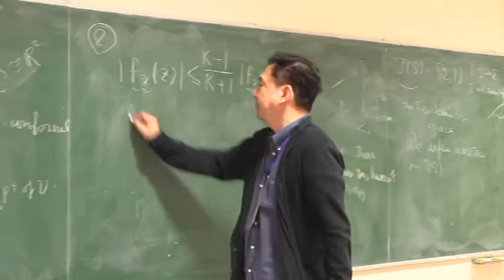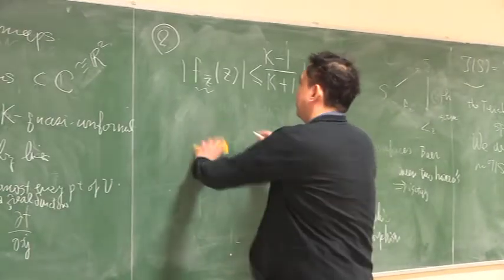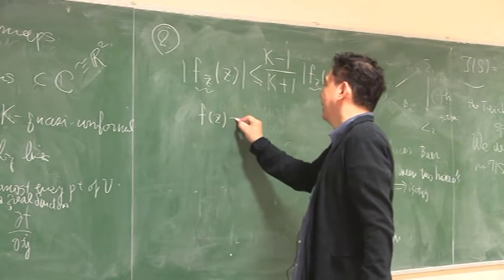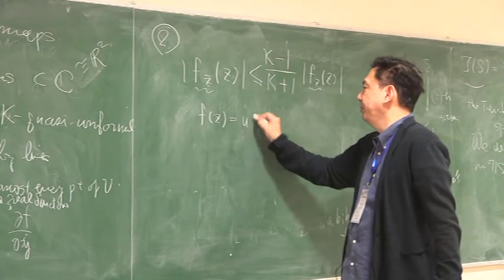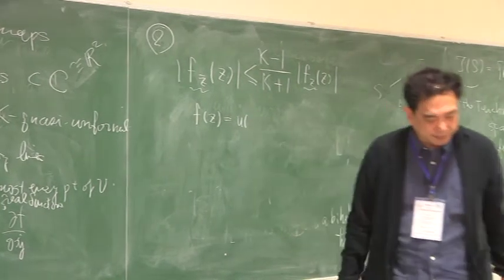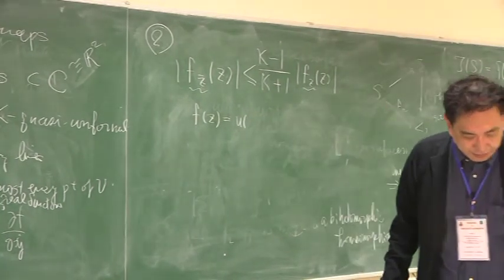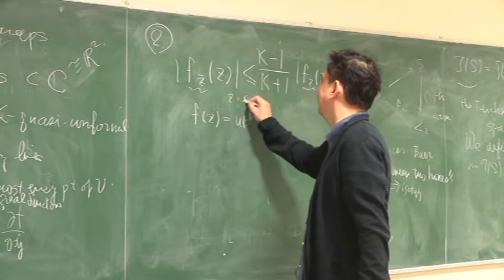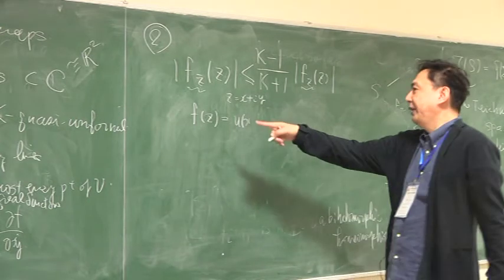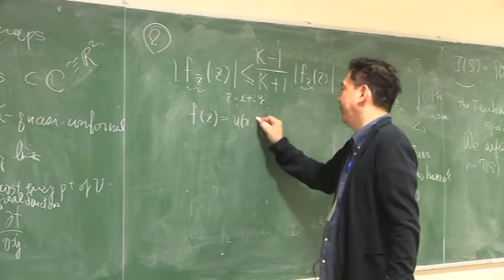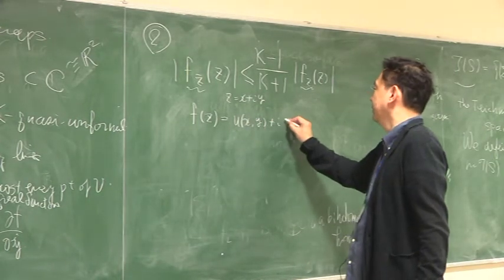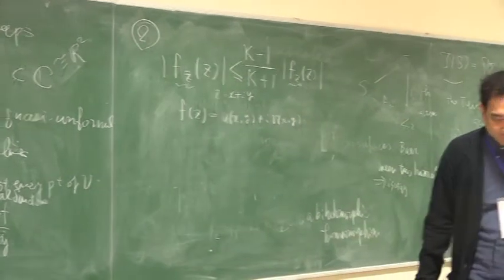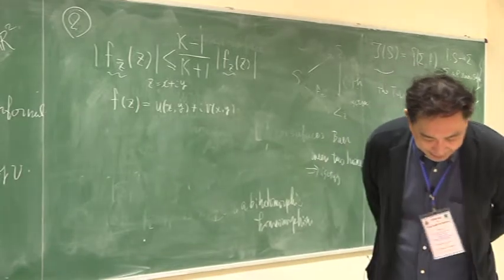So here, write f as a two variable function. Suppose it's written like u(x, y). So z is x plus iy. And z can be written like a two variable function like that, okay.